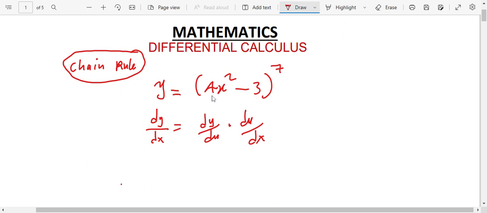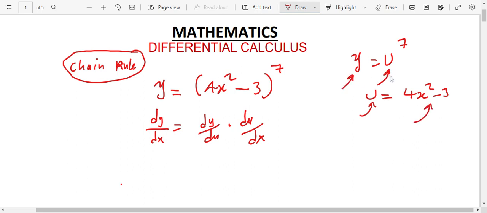In other words, what you do here is what is inside the brackets, you are going to equate it to u. So you are going to have y is equal to u to the power 7. That's why we're saying dy over du, because we're differentiating y with respect to u. And what is u? Remember, u is what is inside the bracket, which is 4x squared minus 3. And again, we'll differentiate u with respect to x, since you have already differentiated y with respect to u. And then what you're going to do is just multiply that.